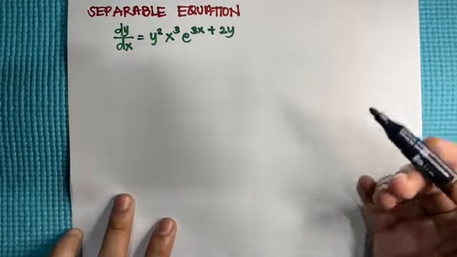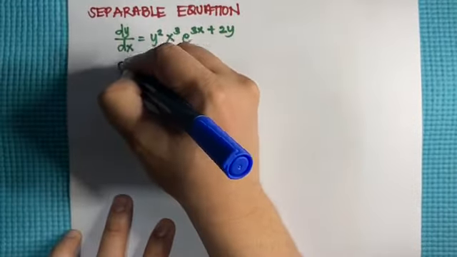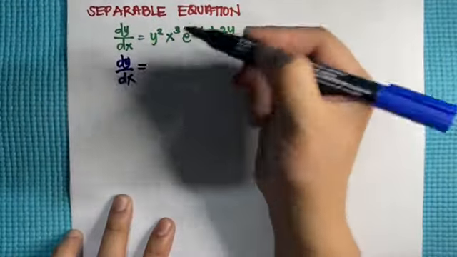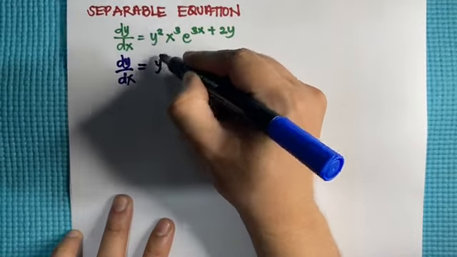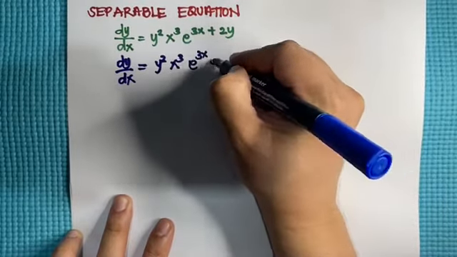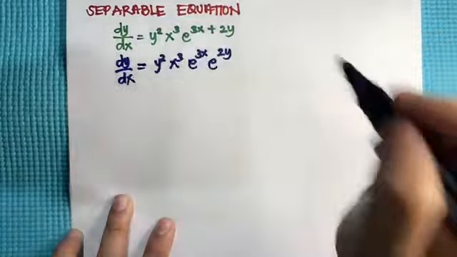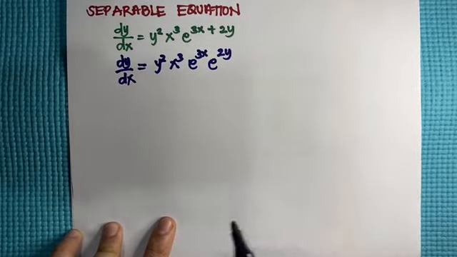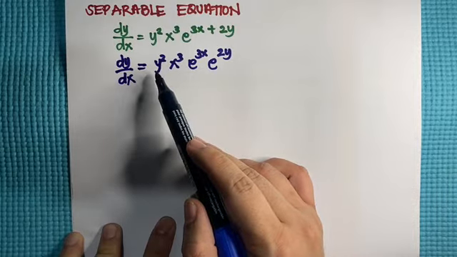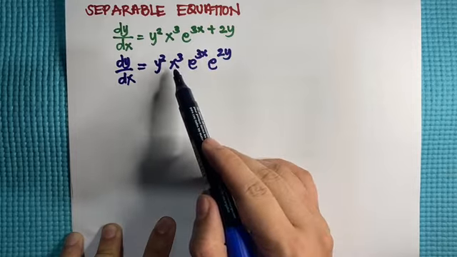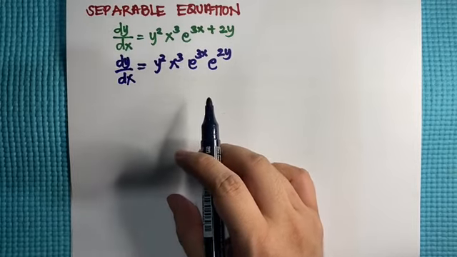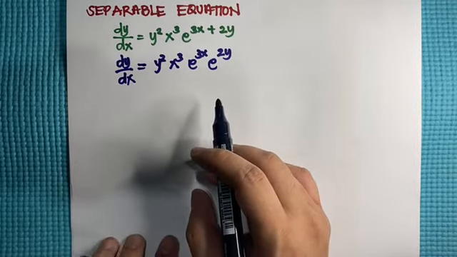But through the use of properties in algebra, we can rewrite that dy over dx is equal to y squared x cubed e raised to 3x multiplied with e raised to 2y. So as you can see here, there would be a product of two different functions. The x function would be x cubed e raised to 3x, while the y function would be y squared multiplied with e raised to 2y.